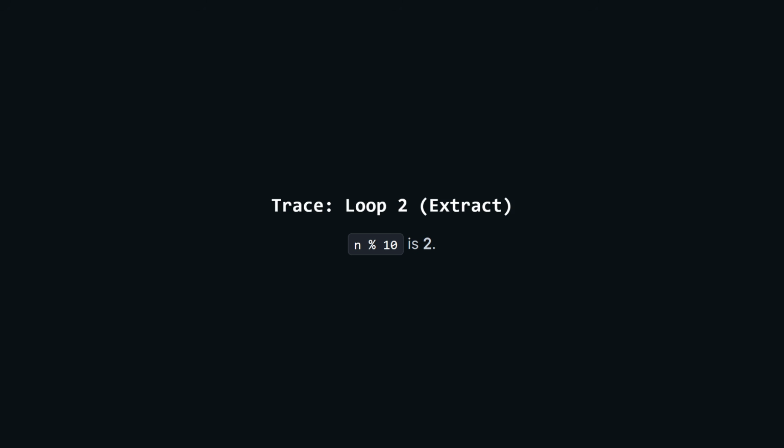2 modulo 10 gives us 2. We take our current result, 5, and multiply by 10 to get 50. Then we add the new digit, 2. Our result is now 52. You can see the reversed number forming.